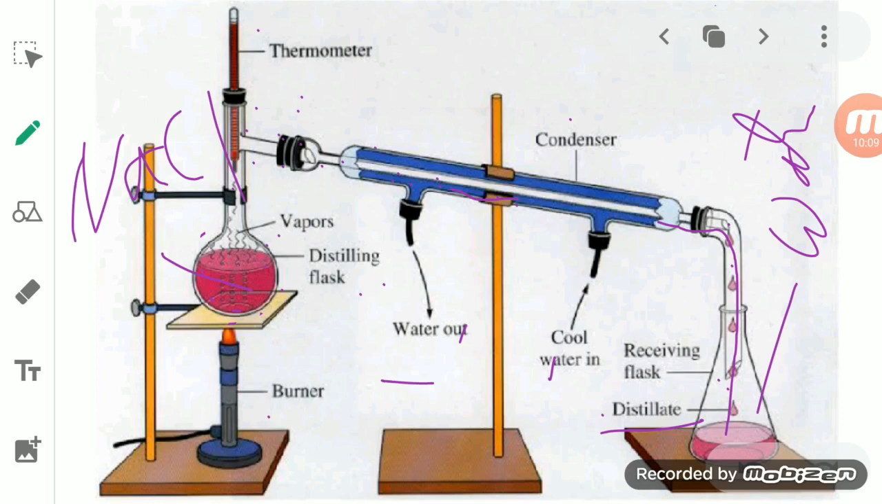So this is the process of distillation by which we can separate the solid and the liquid component from each other. Although this distillation process can also be used for two miscible liquids. Okay.